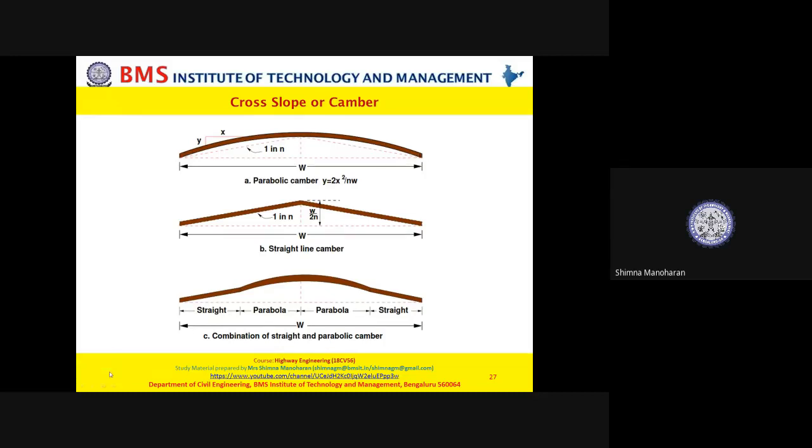Okay, so here I have marked as A. So here in this typical diagram, this is nothing but A. So sorry, y. So y is nothing but what? 2 into x squared divided by n into w. Then for a straight line camber, y is nothing but x squared divided by n.